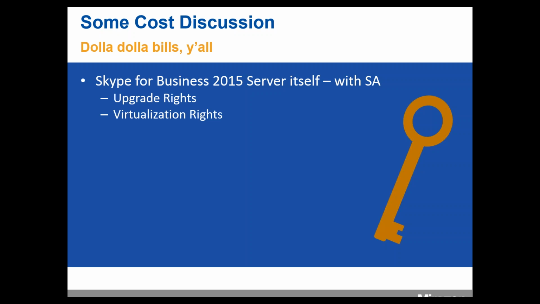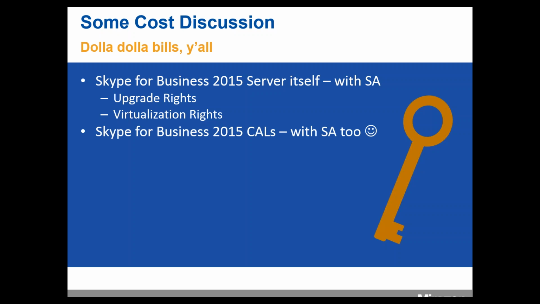But more importantly, for many of you in a virtualized environment, Skype for Business Server 2015 with software assurance now gives you virtualization rights. If you're running a VMware cluster or a Hyper-V cluster, and you use vMotion or live migration, and you move this application load from host to host, you need software assurance for that. Otherwise, you are technically out of licensing compliance. Boo, none of you want to be there.